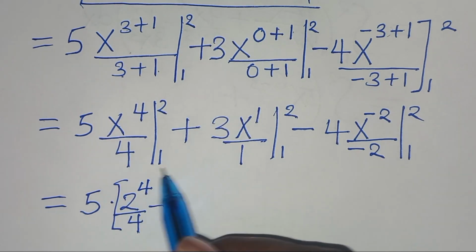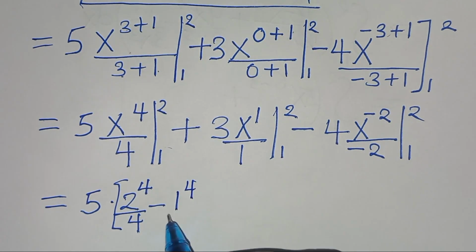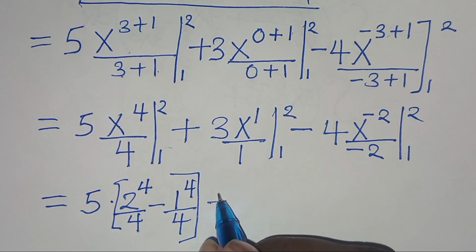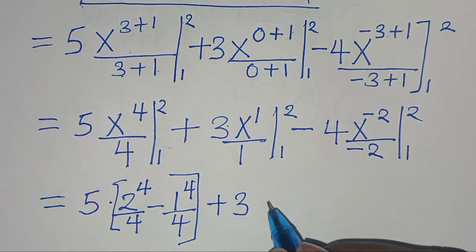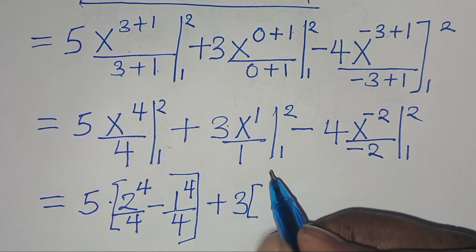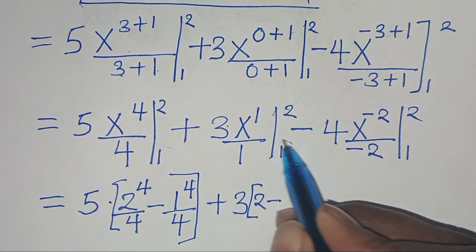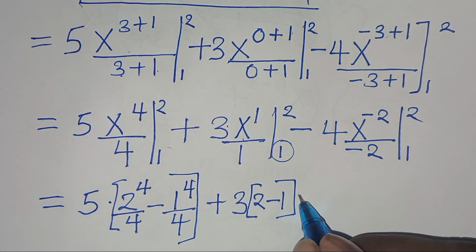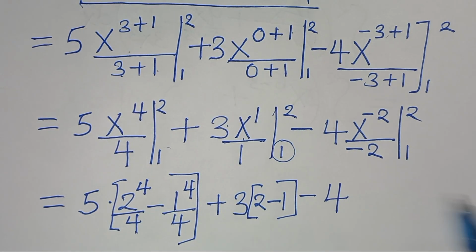Subtract, here we have 1. So we have 1 raised to power 4 over 4. Close the bracket here. Then plus, here we have 3 times x. Now, in this case, x here is 2. Subtract the lower limit here, which is 1. And then subtract again the third part here, which is minus 4.